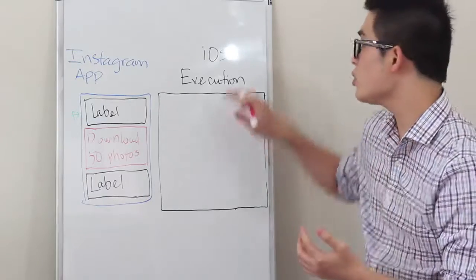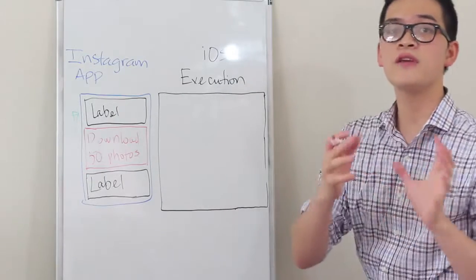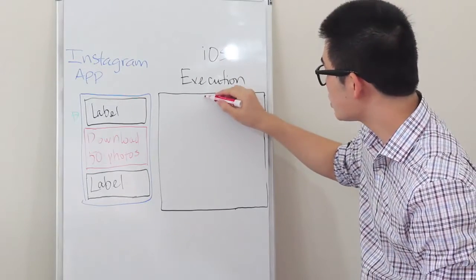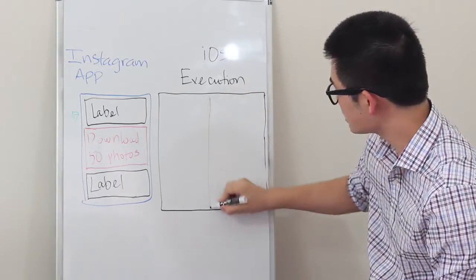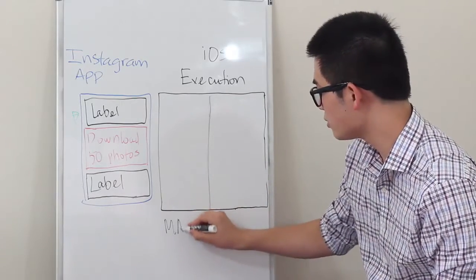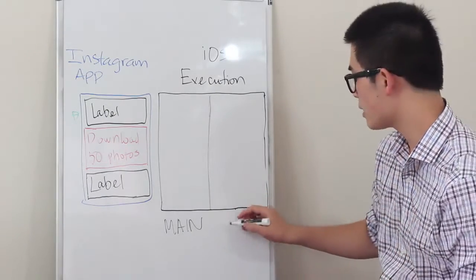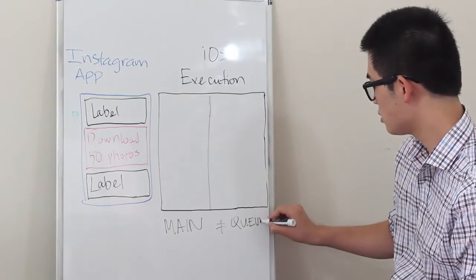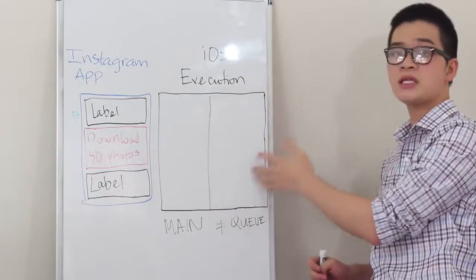it separates the execution of the system into different threads, different queues, different kinds of priorities, okay? So in this case, I want to show you just two kinds. We have two kinds of execution. The first one, we call the main execution, the main queue. And then the second one is something less prioritized, so a different queue. I'll call that a different queue. This is the main queue, and this is a different queue.